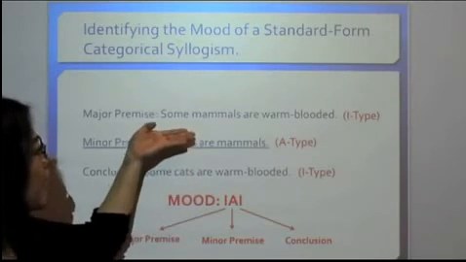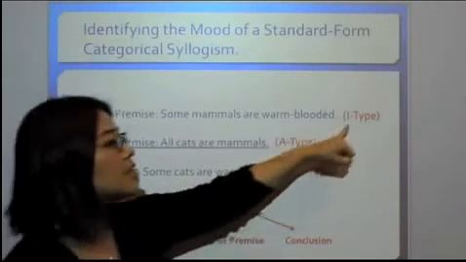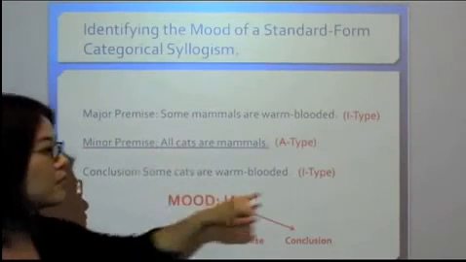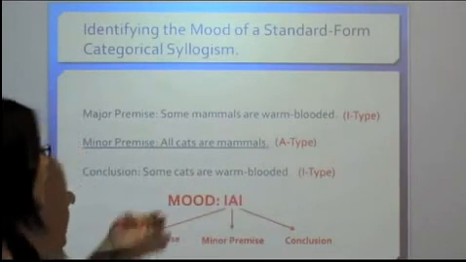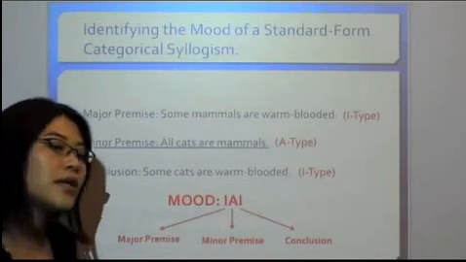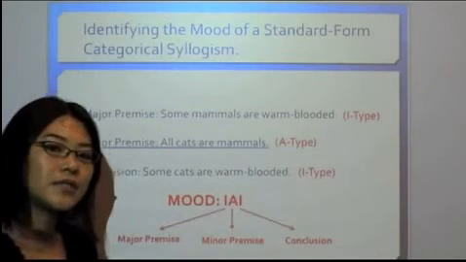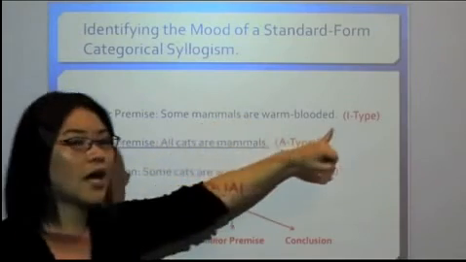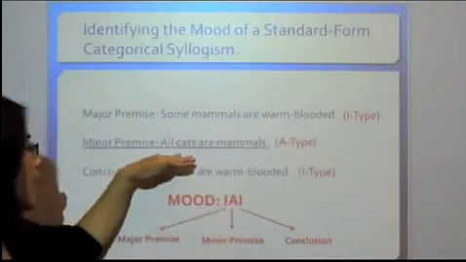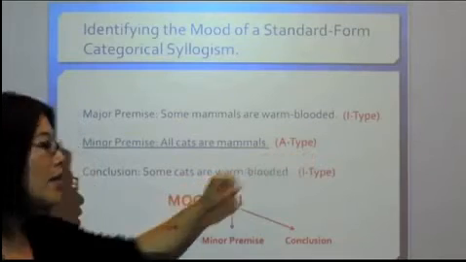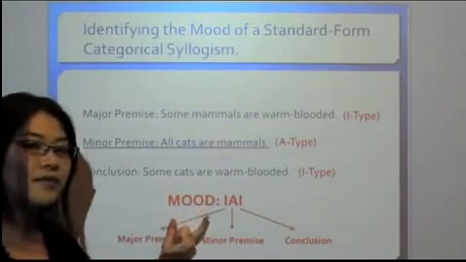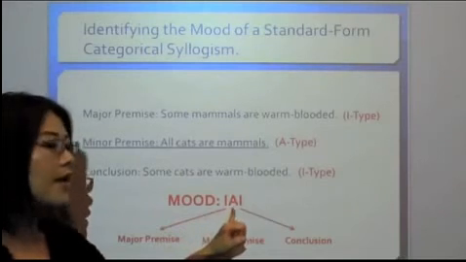Now here we have "some animals are warm-blooded," and this is an I-type statement. Okay? And here we have "all cats are mammals," and this is an A-type statement. And here we have "some cats are warm-blooded," and this is also an I-type statement. Okay? So because we have the major premise being an I-type statement, the minor premise being an A-type statement, and the conclusion being an I-type statement, the mood of this argument is I-A-I.